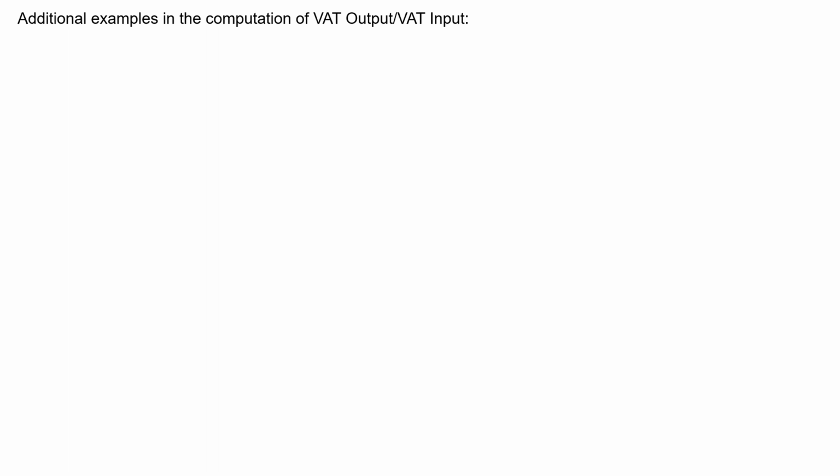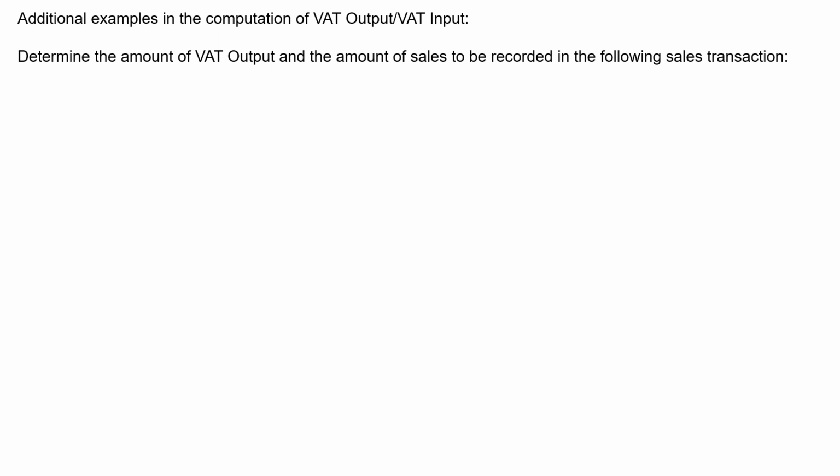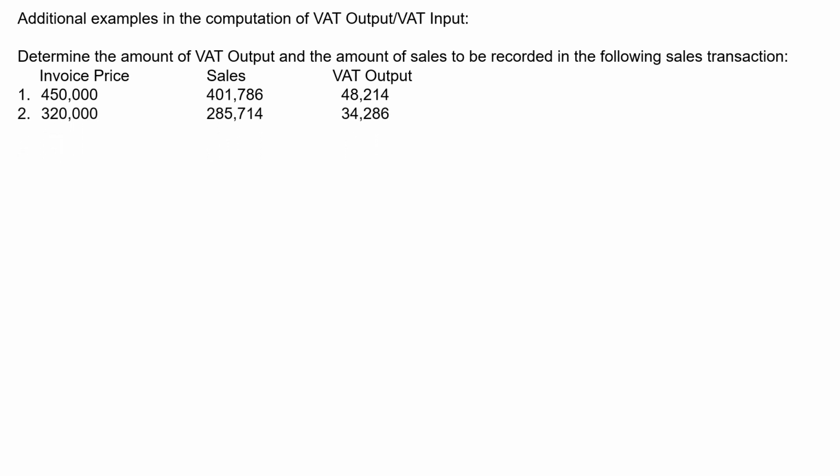Additional examples in the computation of VAT output or VAT input. So actually, VAT output when it is sales, when it is purchases, VAT input. Determine the amount of VAT output and the amount of sales to be recorded in the following sales transaction. So invoice price, sales, and then VAT output. Number 2, 320,000 invoice price, sales, 34,286.